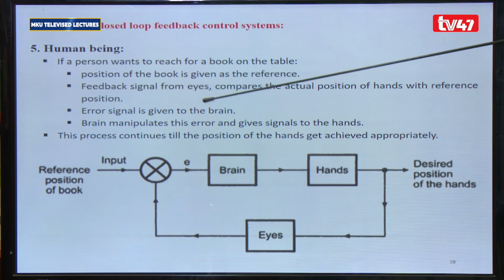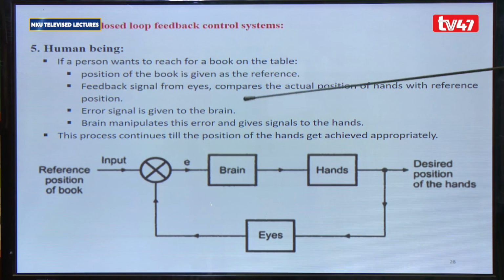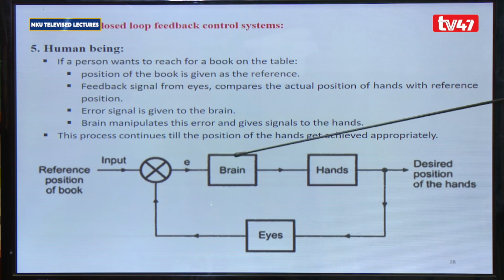So feedback signal from eyes compares the actual position of hands with the reference position. Then the error signal is given to the brain. So the brain will see how far your hands can go to collect that book, and you'll have it. So that is another example.